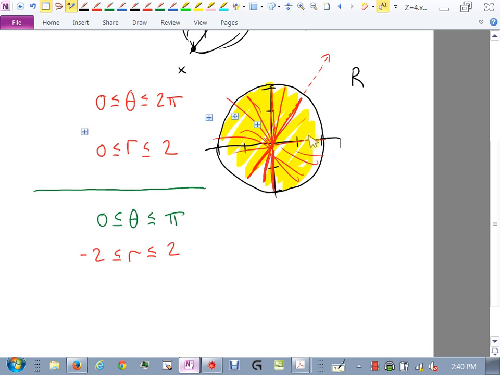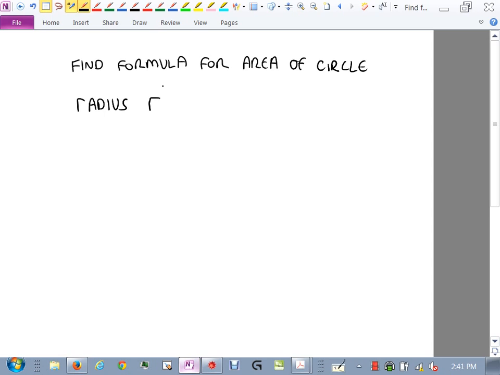Okay. All right, so let me ask you something here. I'm going to stray from the notes a little bit. Actually, this may even come up later in the notes. Find the formula for the area of a circle, radius capital R, so we don't mix it up with things. Everyone here knows the formula for the area of a circle, right? Area is pi R squared.